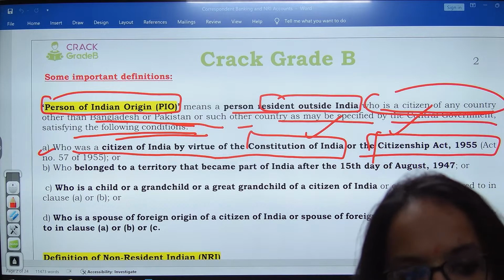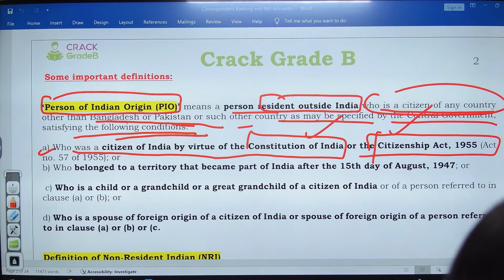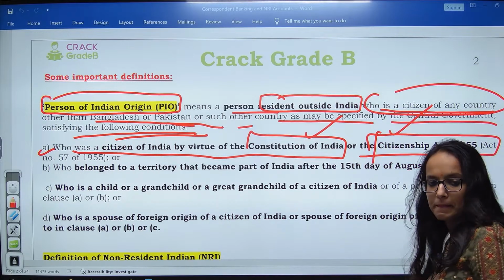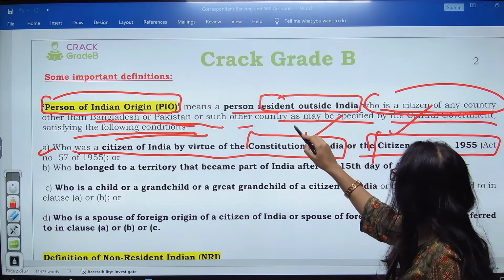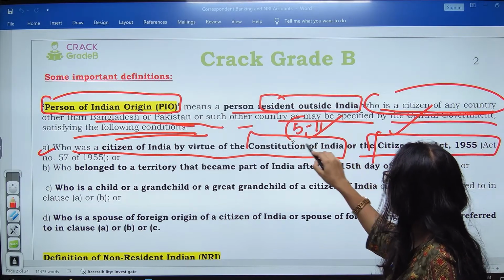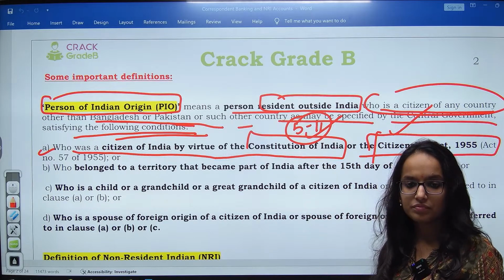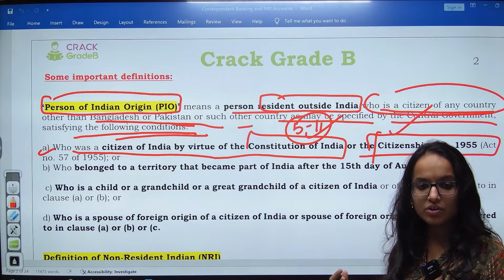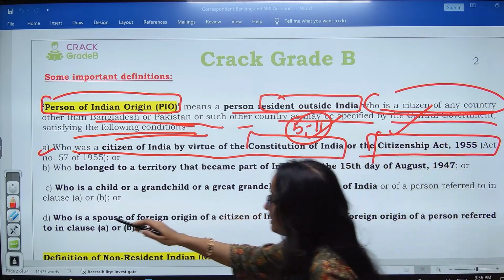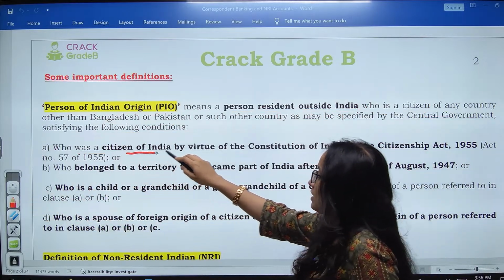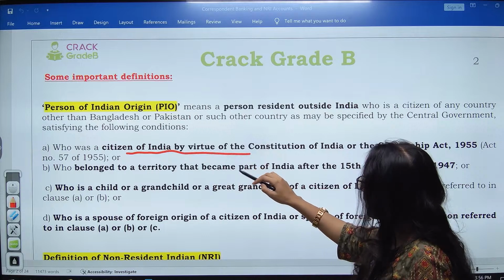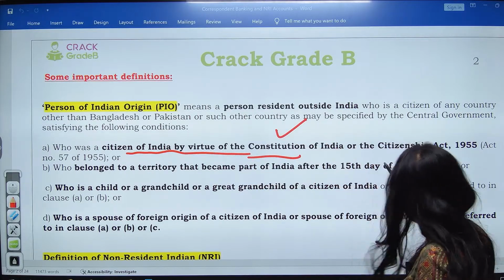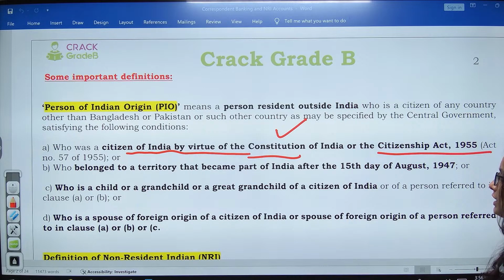Anyone? Do you know which are the articles dealing with citizenship? So basically, Articles 5 to 11 deal with citizenship. So this is the first criterion: who was a citizen of India by virtue of either the Constitution of India or the Citizenship Act of 1955.